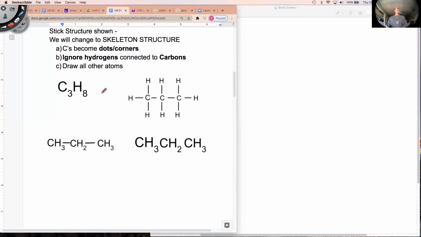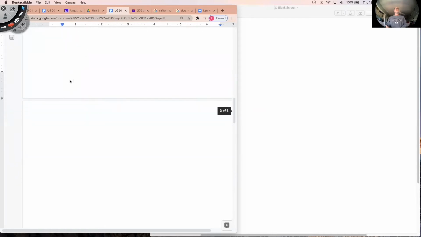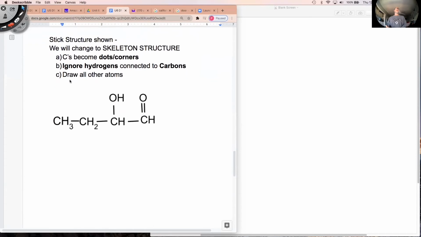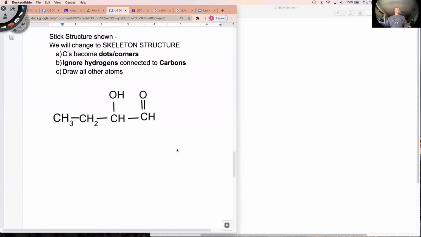Okay, let's move on. All right, so let's go to our next example, which is right here. So let's draw the skeletal structure for this compound. Remember, the C's become dots or corners. You don't draw the dots forever. You just kind of do when you begin. You're going to ignore all hydrogens that are connected to carbons.